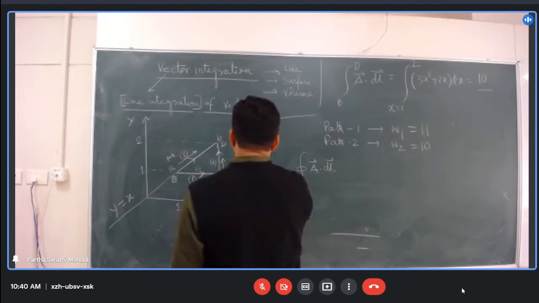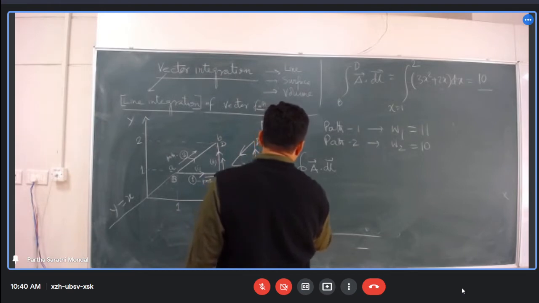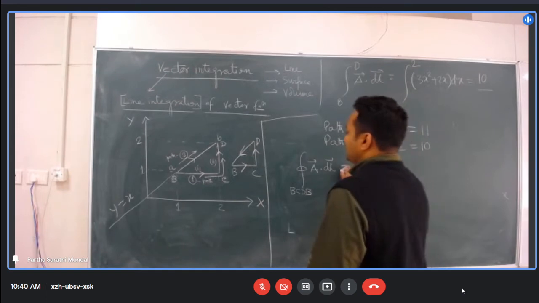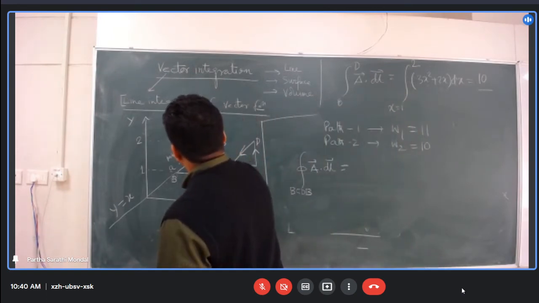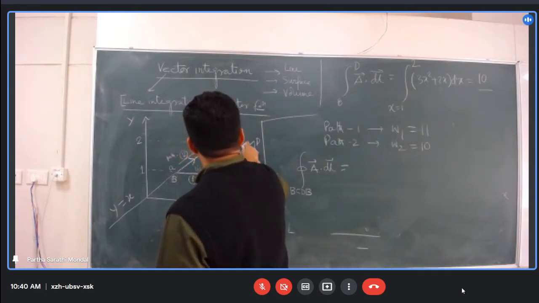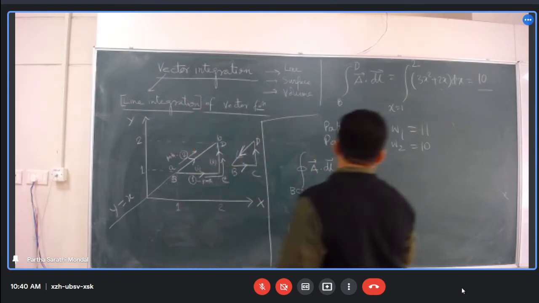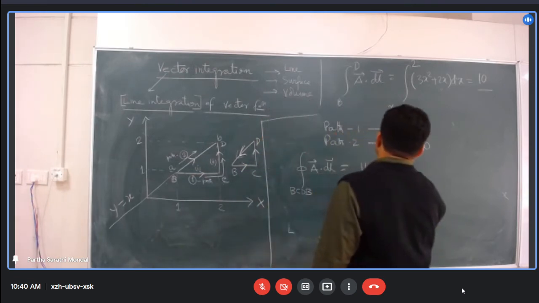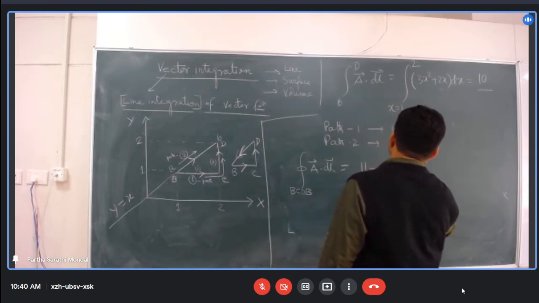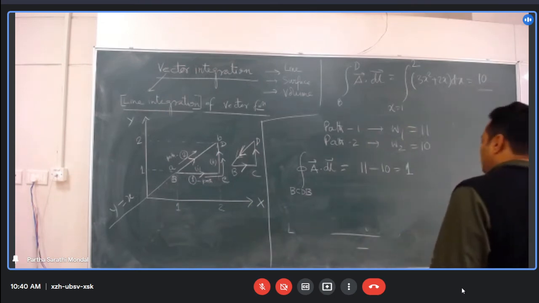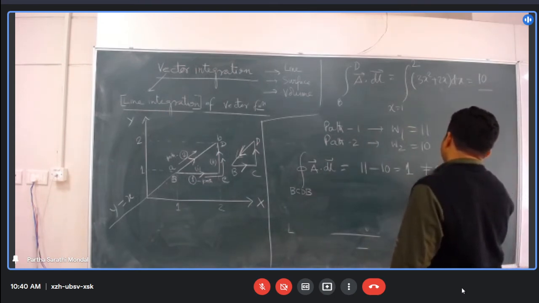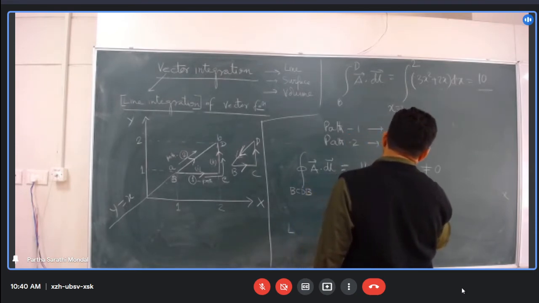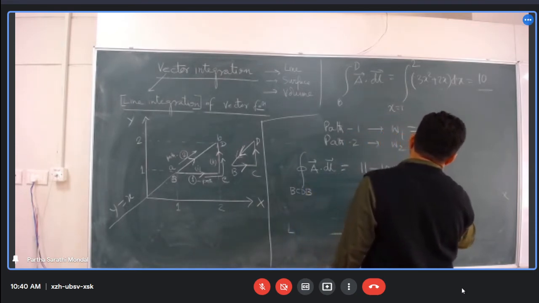Now if you calculate this integration a dot dl for the closed path B, C, D, how much will it be? Look, we calculated in this direction and got plus, and now we are taking the opposite direction, so it will be minus. So 11 in the same direction, and minus 10, which is 1. This is the net work done over a closed path. It is not equal to 0, so that means a vector is not a conservative field.